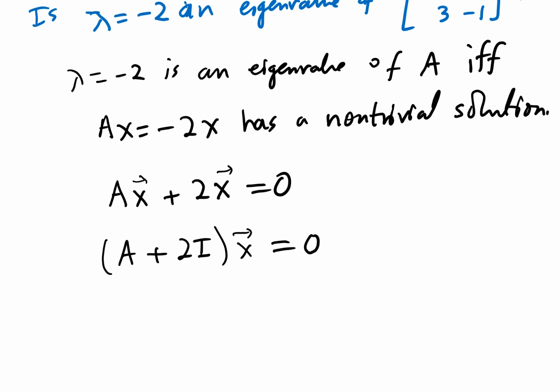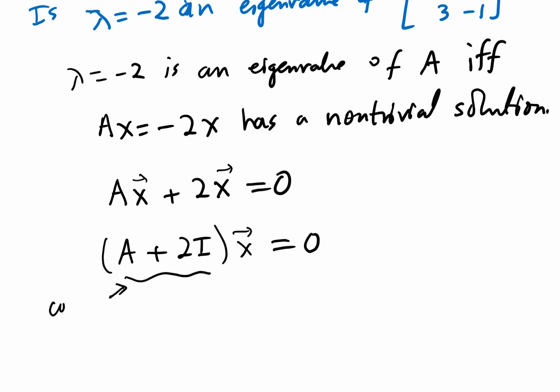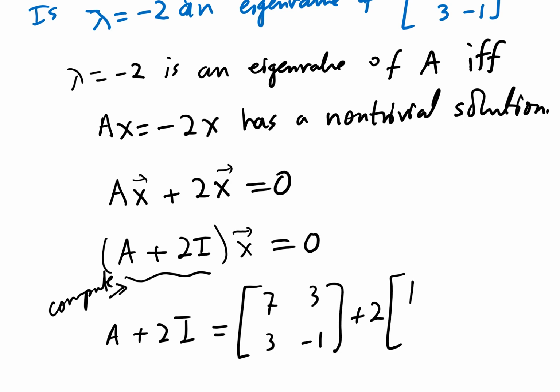Okay, so what I'm gonna do here, I'm gonna compute this one first. Compute A plus 2I. A is the matrix 7, 3, 3, -1 plus 2 times the identity matrix 1, 0, 0, 1. And what do we get for this? 7 plus 2 is 9. 3 plus 0, 3. 3 plus 0, 3. -1 plus 2, 1.